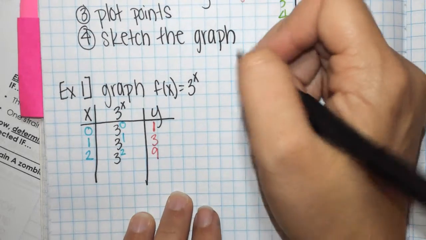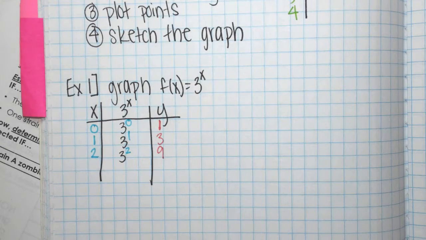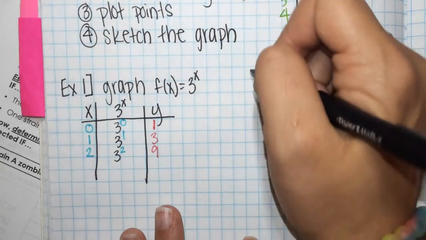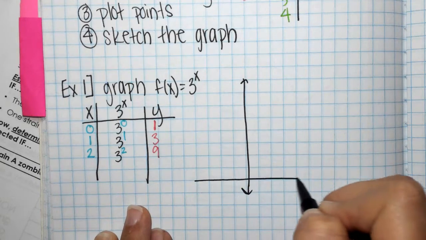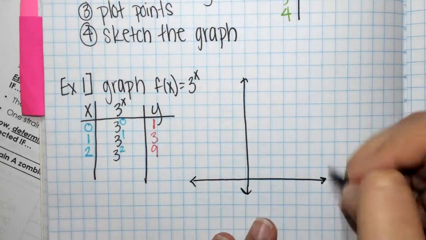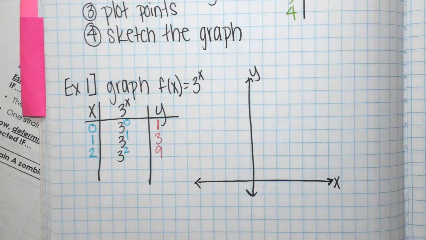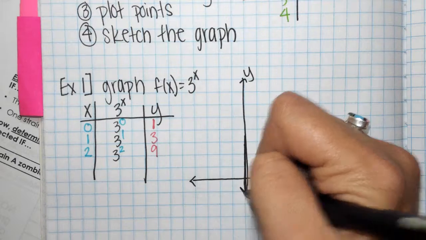You ready to graph? Yes. ¿Por qué no? What? You got it. Okay. Awesome. Okay. This is what my graph is going to look like. X, Y. And we're going to pretend like Miss Asbury knows how to draw a straight line.